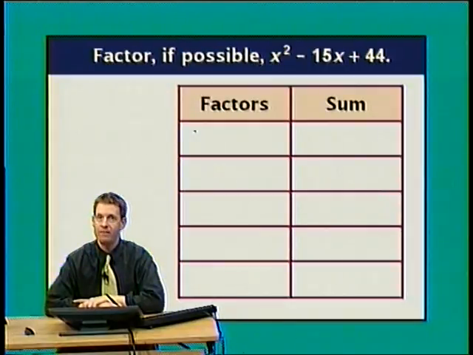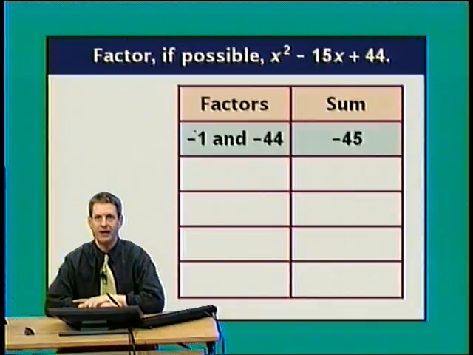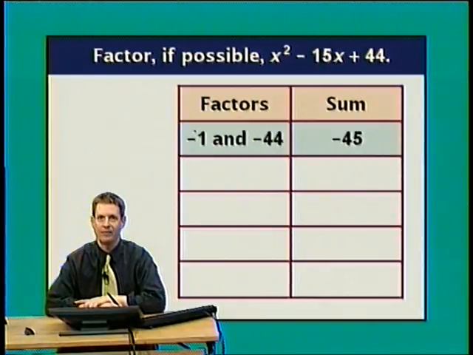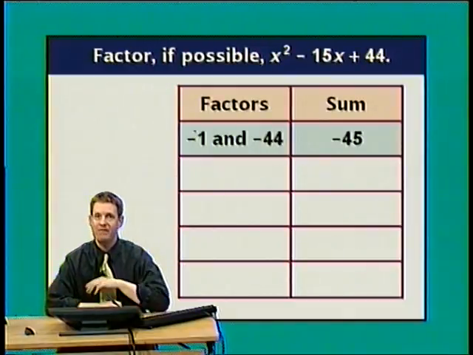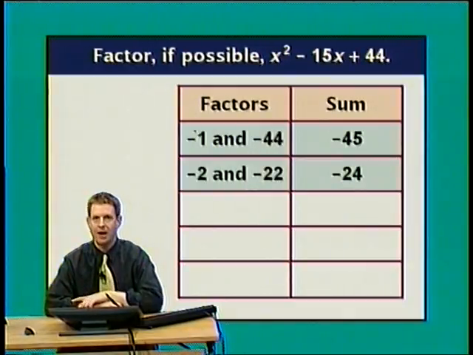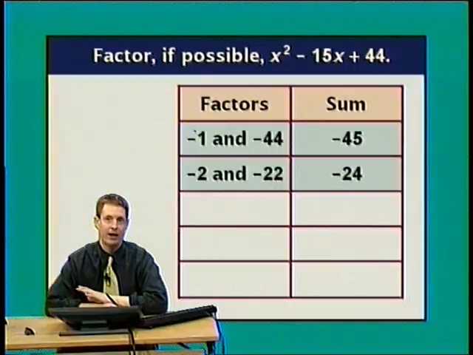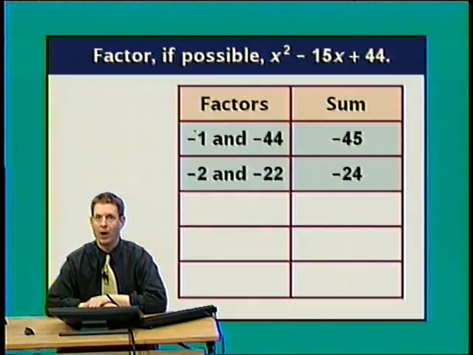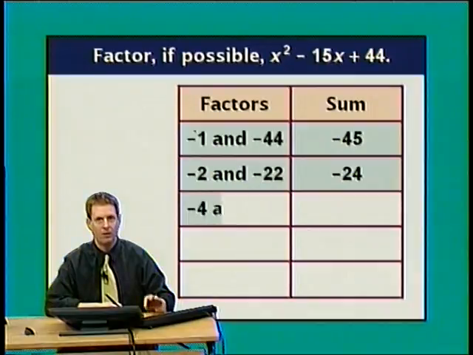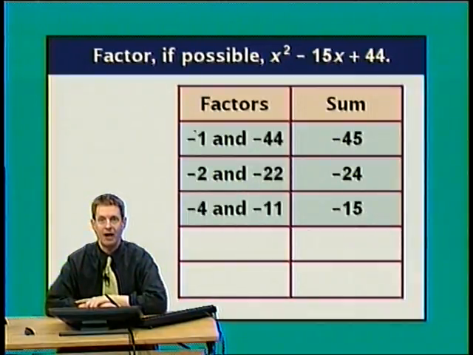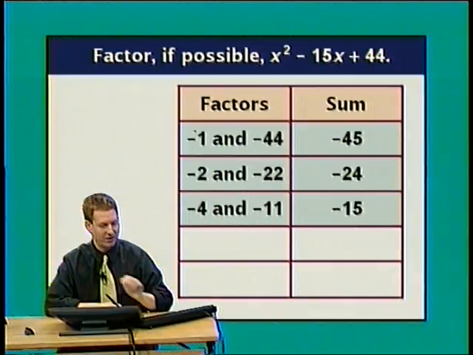1 goes into 44 44 times. What's the sum of negative 1 and negative 44? It's negative 45. 2 goes into 44 22 times, but I need both my factors to be negative. What's the sum of negative 2 and negative 22? It ain't negative 15. 3 doesn't evenly divide into 44. 4 does, though. 4 goes into 44 11 times, but I need my two factors to be negative. What's the sum of negative 4 and negative 11? It's negative 15. We're good to go.